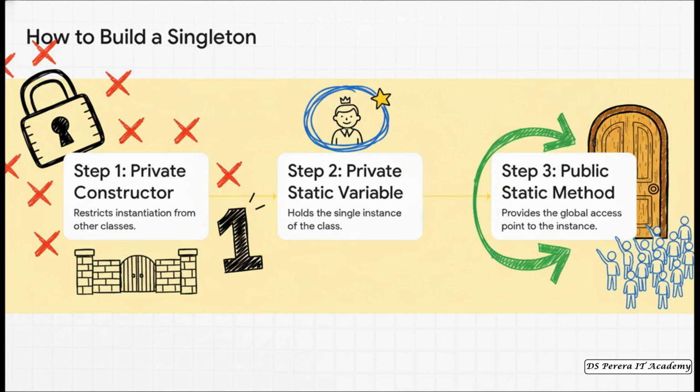Step 2, you create a private static variable right inside the class. This variable's job is to hold onto that one and only instance. It's private, so nobody outside can mess with it, and it's static, so it belongs to the class itself, not any individual object. This is where our one true principle lives.